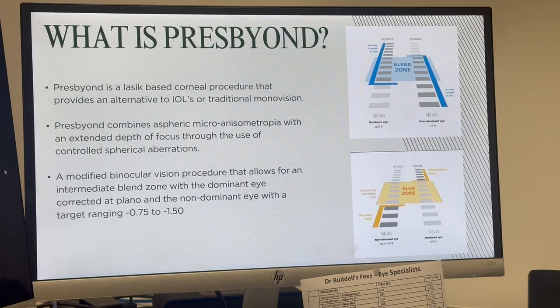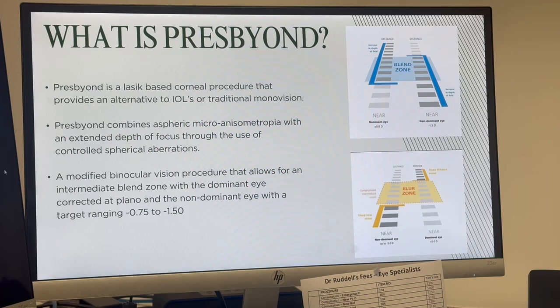So what exactly is Presbyond? Presbyond is a LASIK-based corneal procedure that aims to give an alternative to traditional IOLs or traditional monovision. The way that Presbyond works is it combines aspheric micro-anisometropia with an extended depth of focus, and this is achieved through controlled spherical aberration.